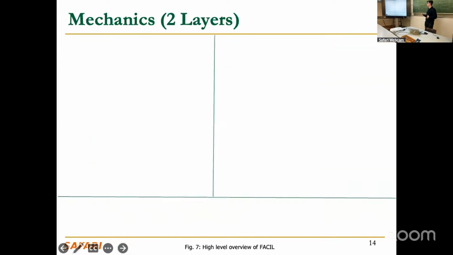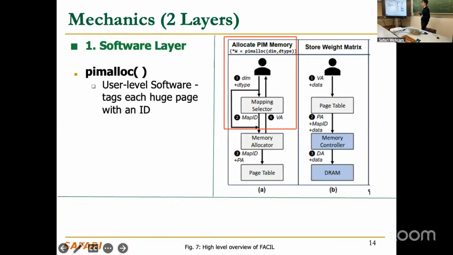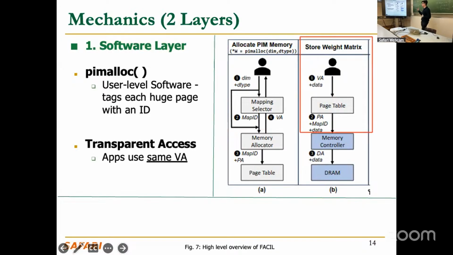As I like to see Facil, it's kind of split into two layers. Basically, in the software layer, the authors introduce this PIM-alloc function call, where the user passes the dimensions of the matrix through the function call, which is then passed along to the mapping selector, which is going to tag each page table entry with an ID. And afterwards, the user is going to use the same virtual address to transparently access the matrix. Basically, the user just uses the virtual address, and then Facil, abstracted away from the user, is going to read the data in the correct matrix format.